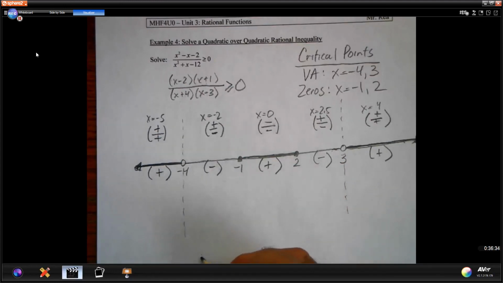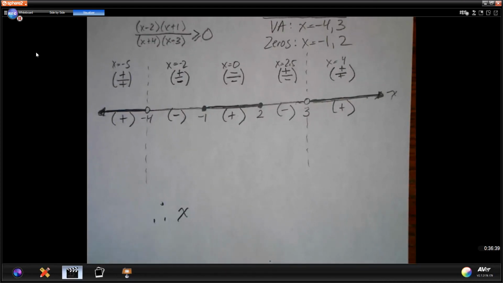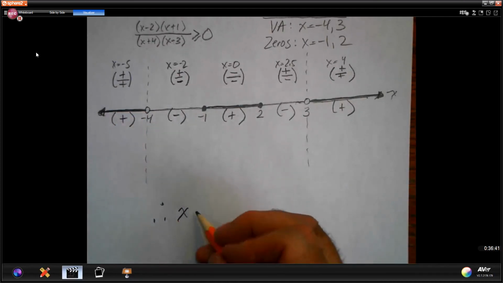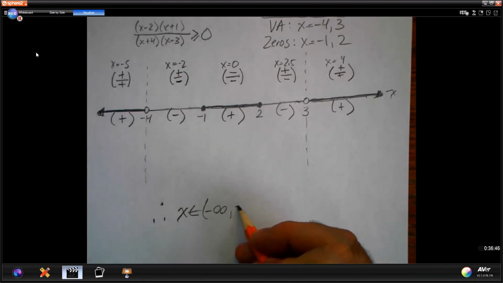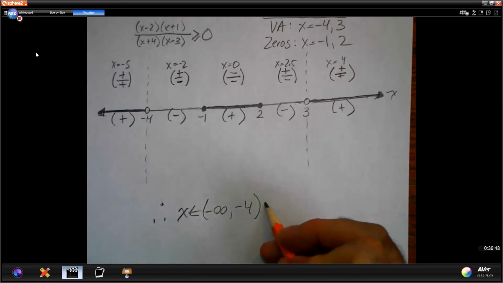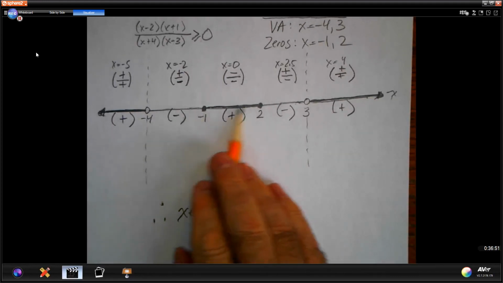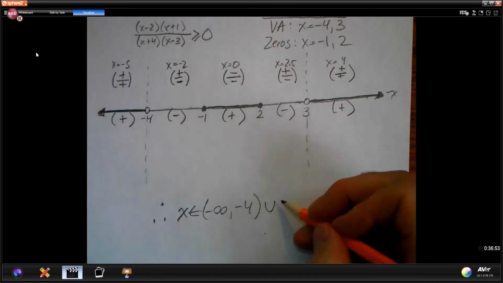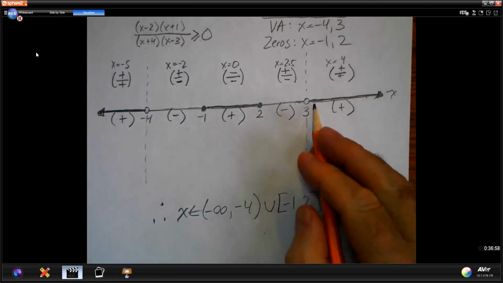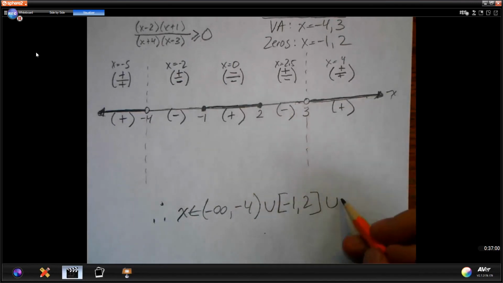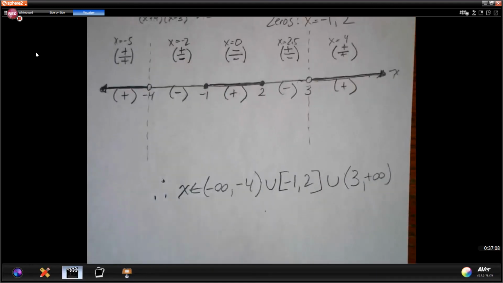So if I was to put my final conclusion, looking at my number line, I'm looking for this section, so that's -infinity up to -4, but not including. Then I've got -1 to 2, but including both, so I use the square bracket. And the final interval greater than 3, so 3 to positive infinity, not including the 3. So that would be my solution there.